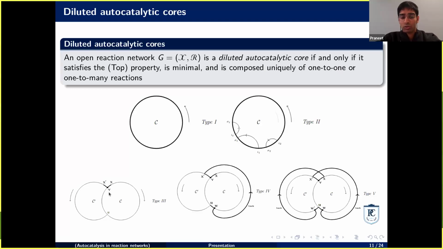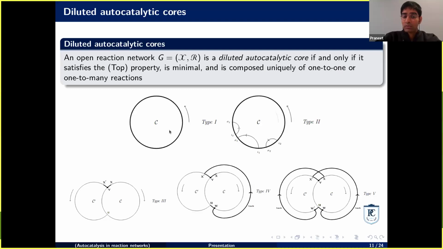And we again go through the procedure to see how we can have this satisfy the top property. And then we find there are three different ways to do it. Then type 3, type 4, and type 5 appear, with type 3 having one one-to-many reaction, type 4 having two, type 5 having three. And then we show that it's not possible to go beyond two intersecting cycles and still have this minimality and top satisfied.